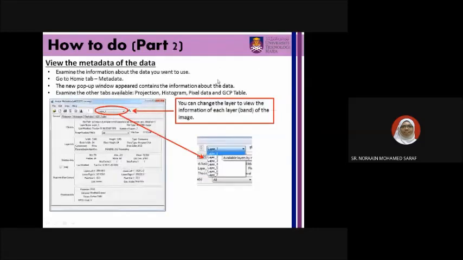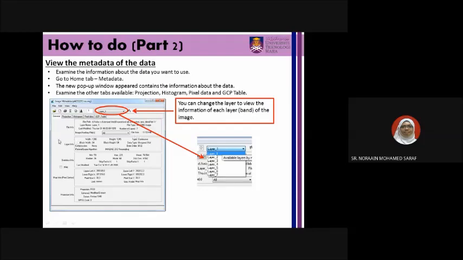View the metadata of the data. Examine the information about the data you want to use. Go to the Home tab and select Metadata. The new pop-up window that appears contains the information about the data. Look at the General tab here. There is file info, which consists of the file path, layer name of the layer you choose, file type, total number of layers, and also the file size.